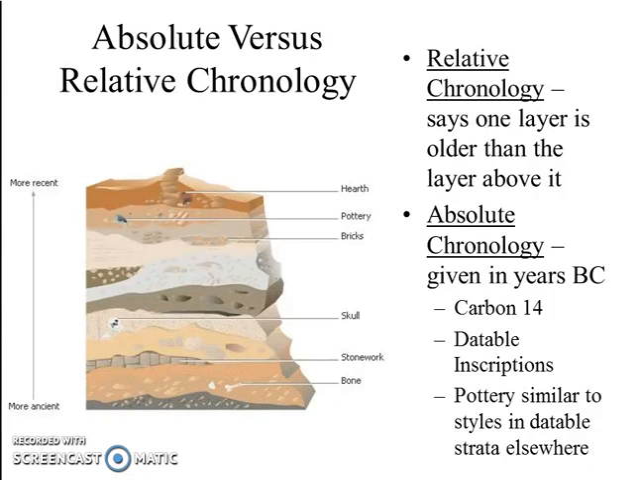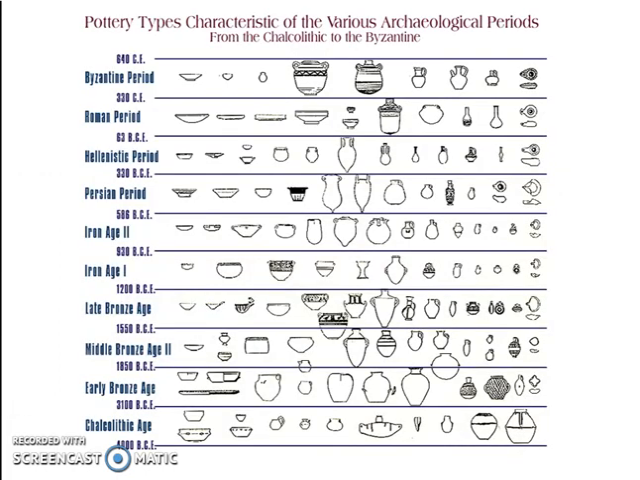Now, people speak about chronologies for archaeology. There's what's called relative chronology and absolute chronology. Relative chronology is this. Presumably, a layer on top is newer than a layer below it. And so you can get a relative chronology from that. But then in order to put years BC on it, you need some sort of external thing that you can date a stratum to. That could be something like carbon-14 dating of some organic material that's found there, or a datable inscription, or they often do it with pottery styles that are similar to pottery found elsewhere.